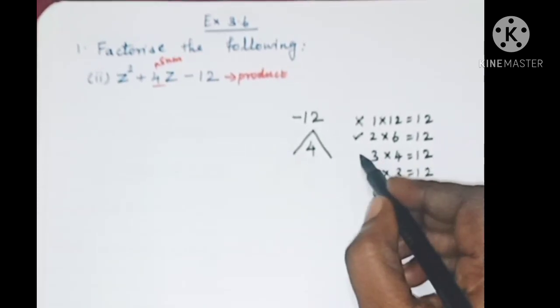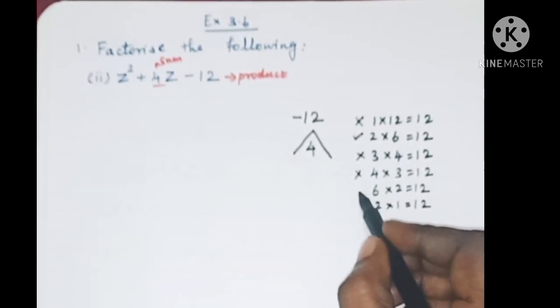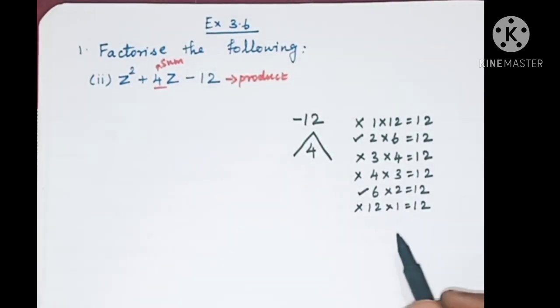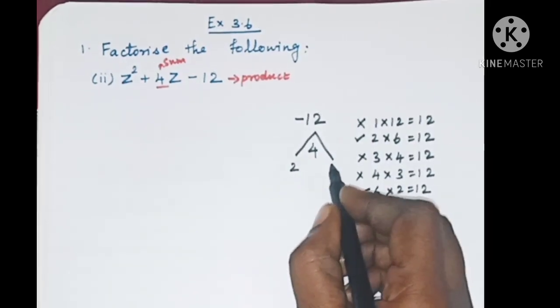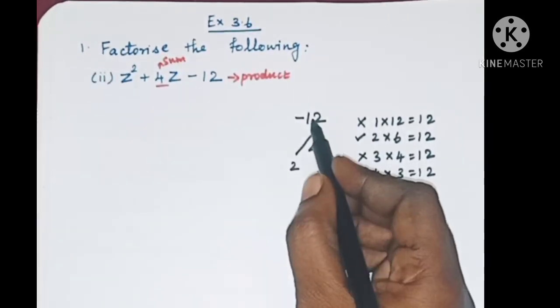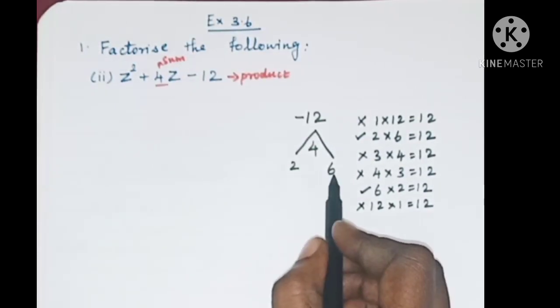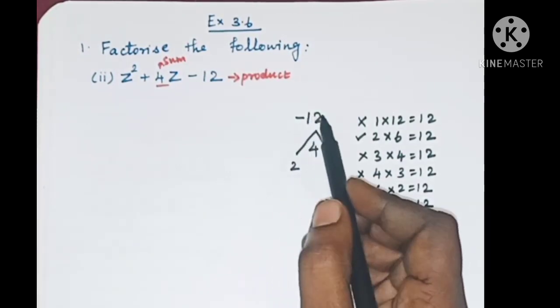3 and 4 are not the two numbers. 4 and 3 are not the two numbers. 6 and 2 is the correct possibility. So now we found the two numbers, 2 and 6. 2 sixes are 12, and if we subtract 2 from 6, we get 4, but we have minus 12 here.